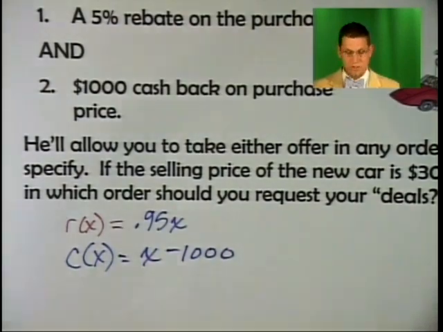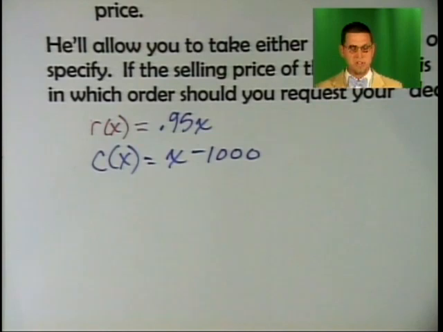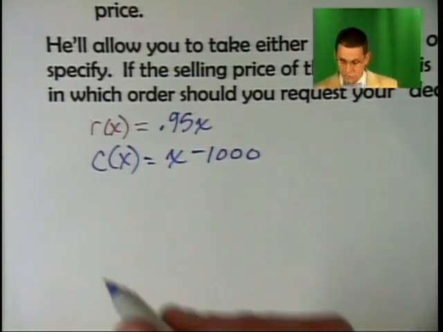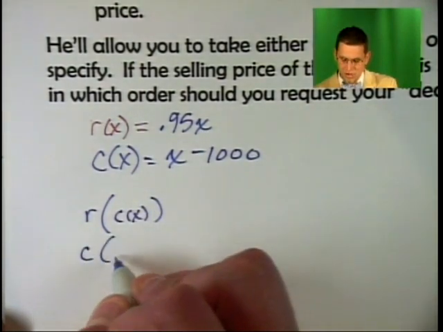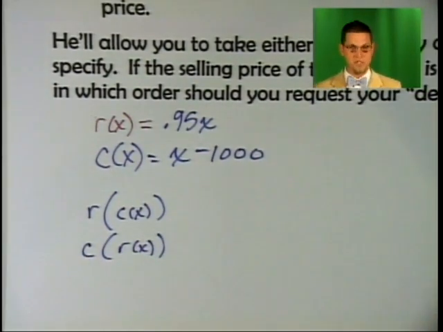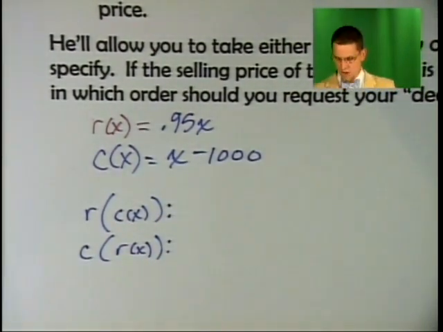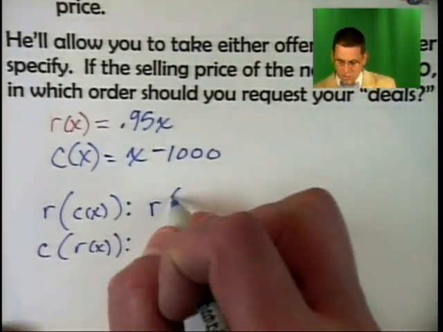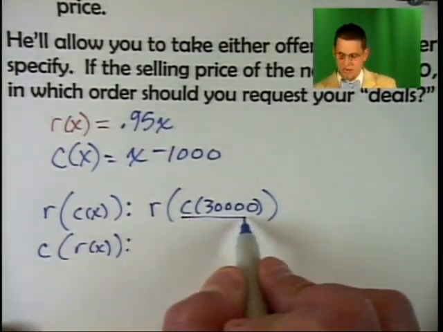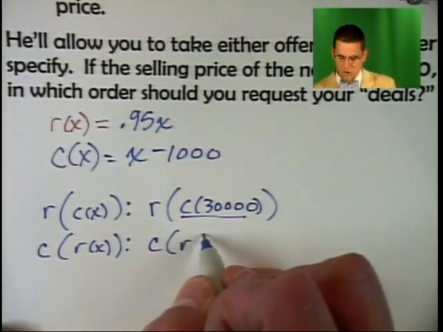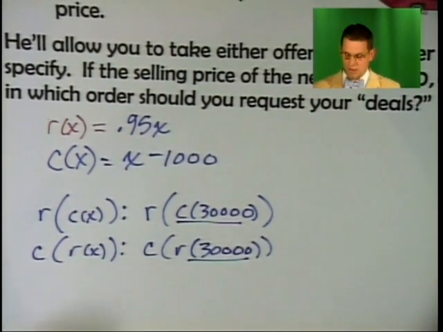One's multiplied, one's subtraction. What we're really interested in this case then is which of the following compositions is actually the smaller of the two numbers. Is it r of c of x, or is it c of r of x? Those are the two functions composed different ways. Now specifically in our example, if we said the purchase price was $30,000, this is going to be r of c of 30,000. Okay, that's taking the discount, then the rebate, and c of r of 30,000. That's taking the rebate on the inside first and then the discount.